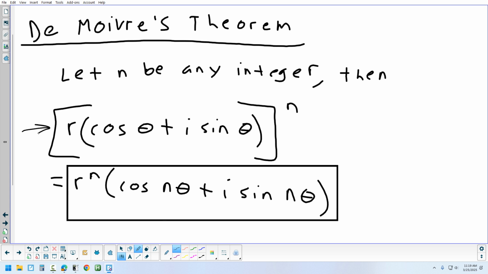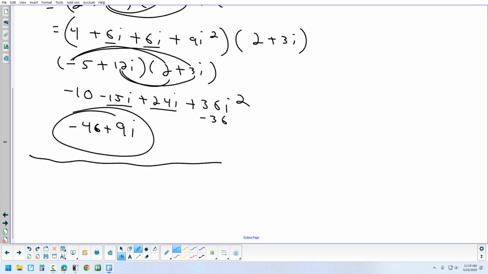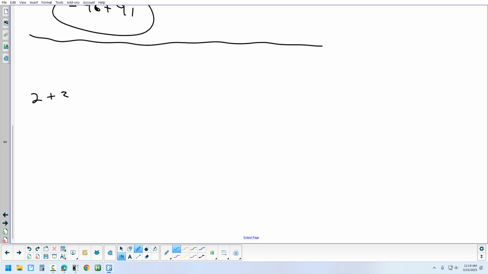All right. So let's go back to the 2 plus 3i, and let's cube it, but change it to trig form first. What are the 2 things that I need in trig form? The angle and the radius. When we square 2, we get how much? 4. And when you square 3? 9. Okay. And when we add them up and take the square root, we get the square root of 13. That's my radius.